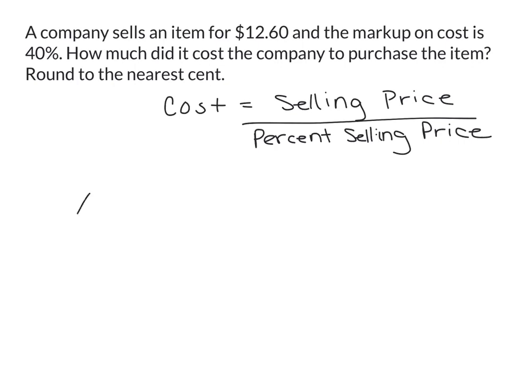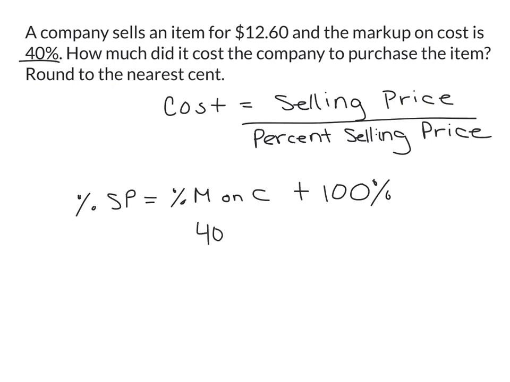The percent selling price on cost is just the percent markup on cost plus 100%. When we plug in 40%, we get that the percent of selling price is 40 plus 100, which means that the percent of selling price is just 140%. This means that the selling price represents 140% of the cost. So we'll plug that value into our formula.